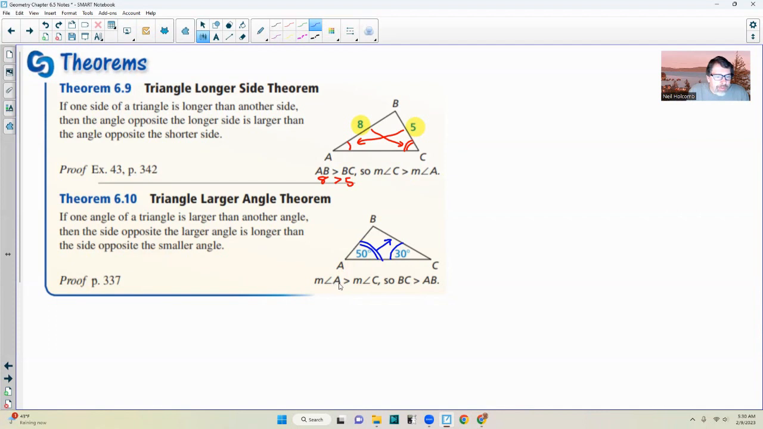So if the measure of angle A is greater than the measure of angle C, 50 degrees is greater than 30 degrees, so therefore, side BC, right here, I'll put 2 marks here, is going to be longer than AB. Okay, so that's the longer side theorem and the larger angle theorem.